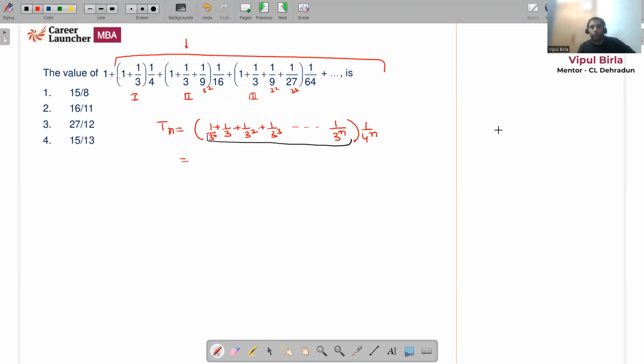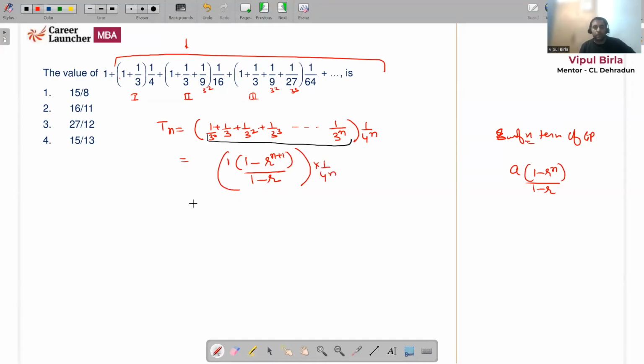So we know the formula for the sum of n terms of a GP is a into 1 minus r to the power n upon 1 minus r. This is the sum of n terms. So here we've got n plus 1 terms. Therefore the sum will be nothing but the first term, 1 upon 3 to the power 0, which is 1, into 1 minus r to the power n plus 1 upon 1 minus r, because we've got n plus 1 terms, and this into 1 by 4 to the power n.